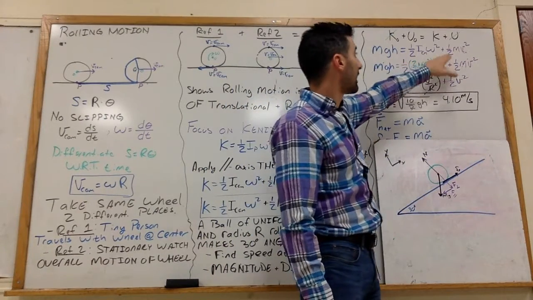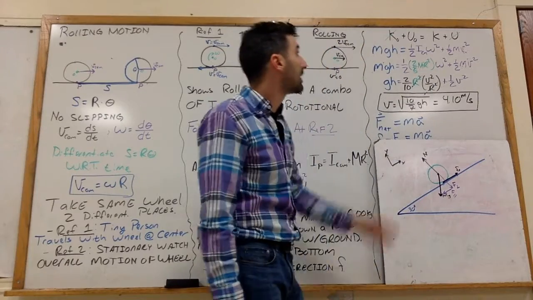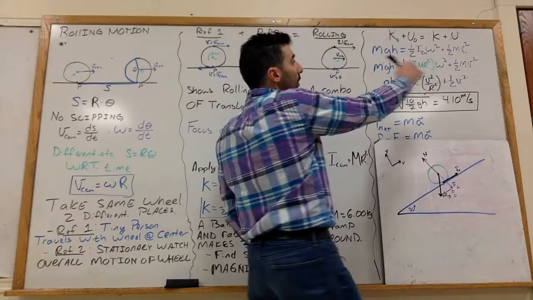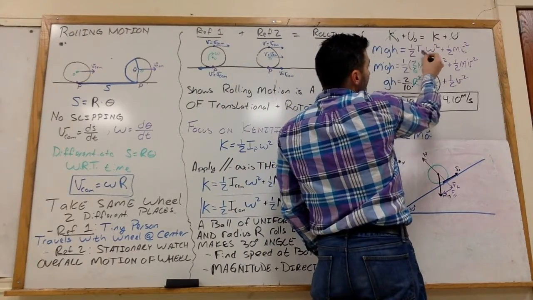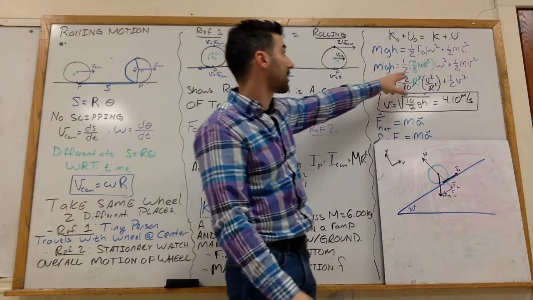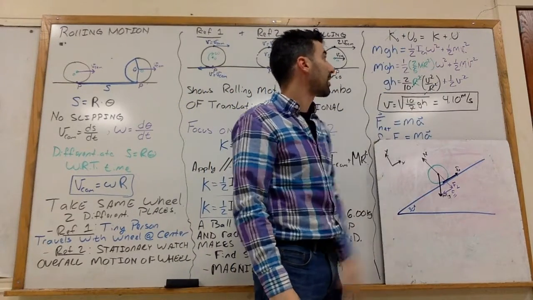mgh, 1/2 I omega squared plus 1/2 mv squared. I know that, again, those two things are zeros. I didn't include them. Well, here I have my I about the center of mass. I know it's a solid sphere that was given in the problem. I is 2/5 mr squared.